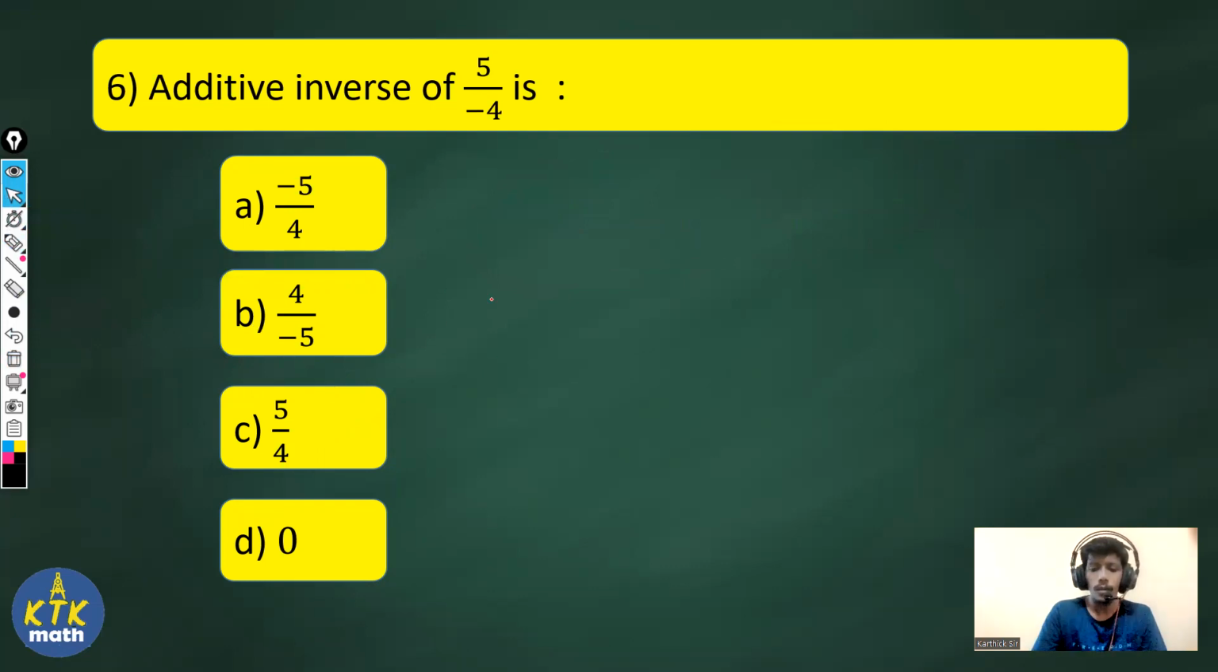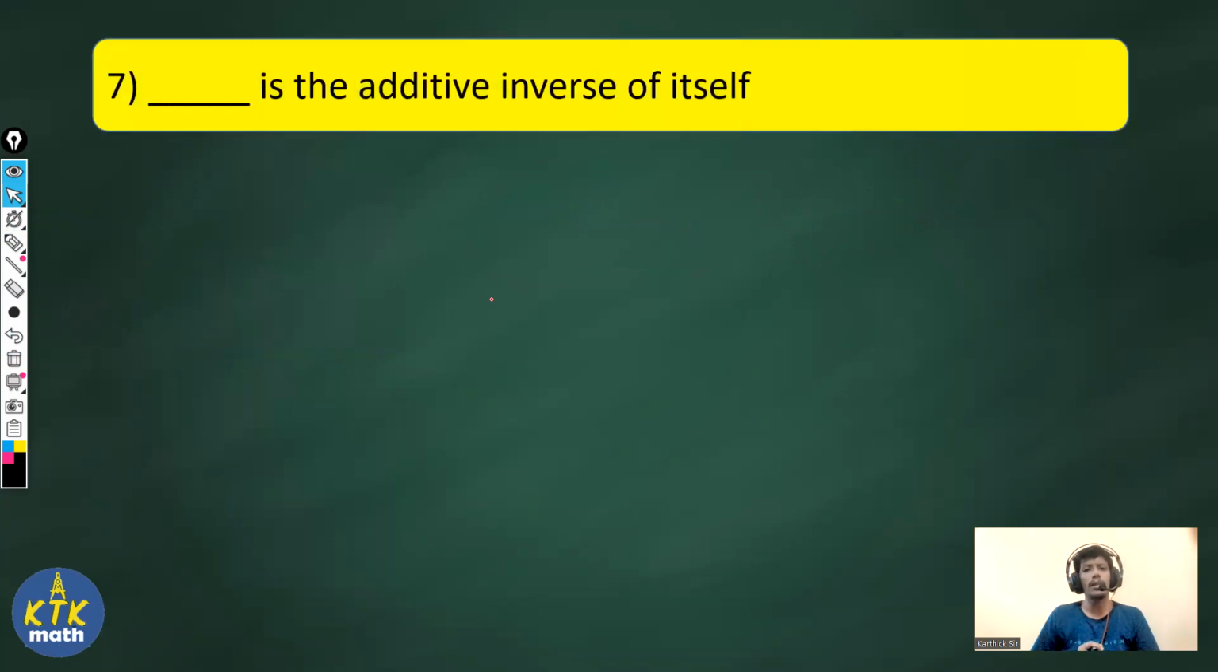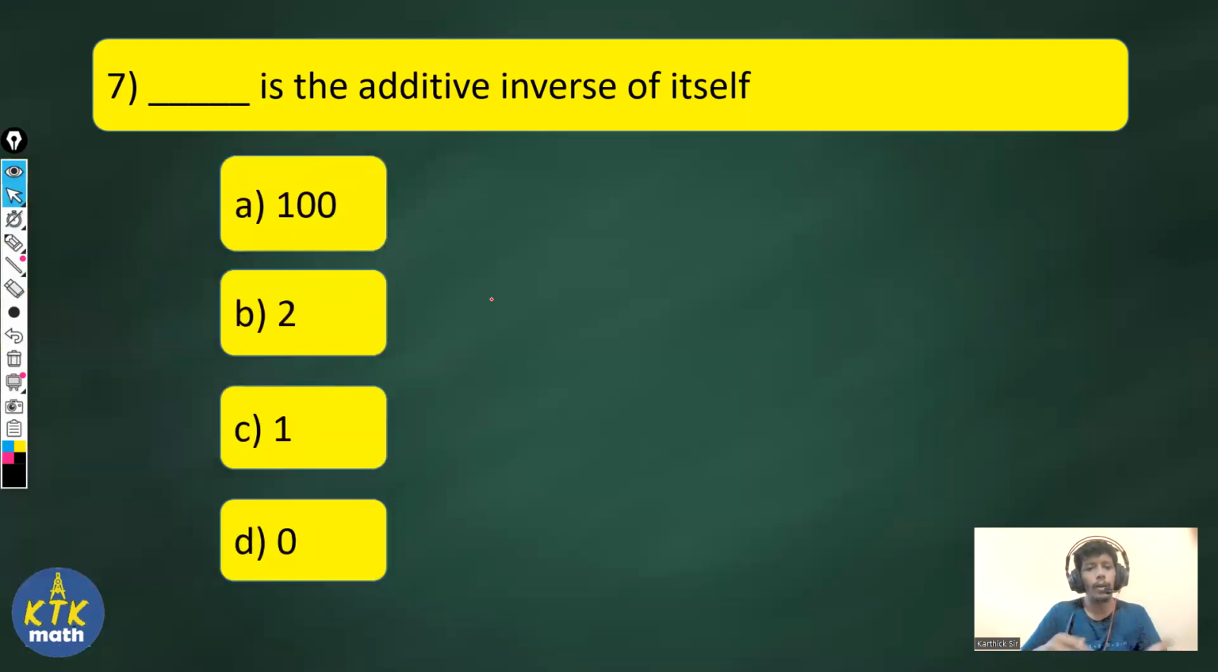Okay. Question number 7. Dash is additive inverse of itself. Dash is additive inverse of itself. Before moving to the options, can you try to imagine a number which is additive inverse to itself? What is the number? Shall we go? I hope a few might have the answer in your mind. Your options are 100, 2, 1, 0, and your correct answer is 0.